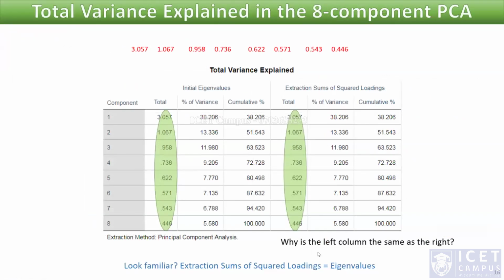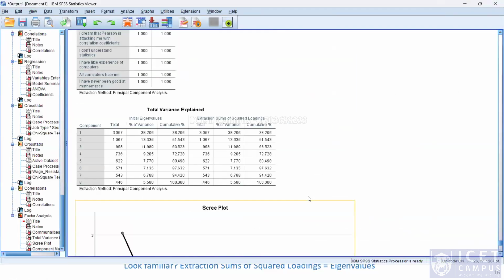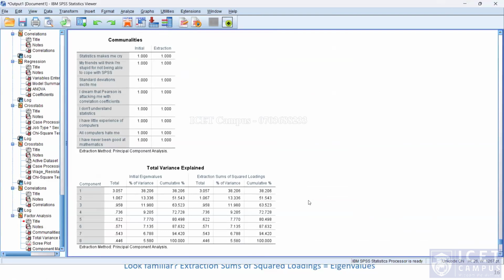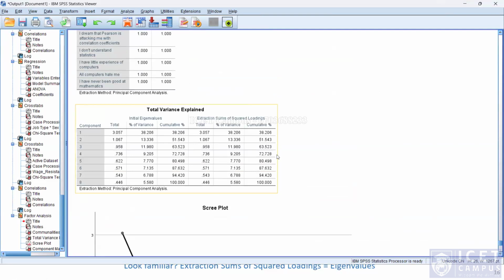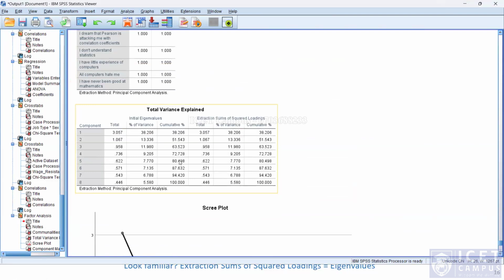Total variance. Then these are the communalities, and it comes to this table. We can see the total variance explained. So this is 3.057, those things there. And the extraction sums of squared loadings remain the same.